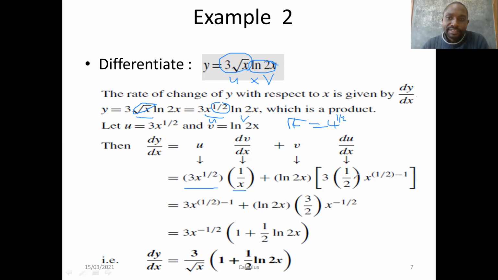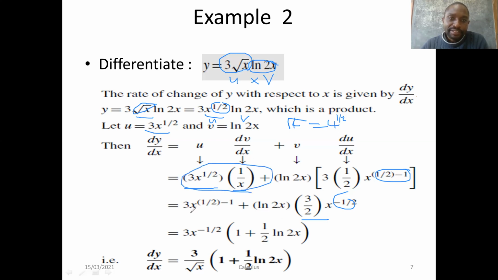Differentiate the first function, which is 3x to the power half, and we get 3 over 2 x to the power minus half, the minus coming from the simplification of half minus 1, giving us minus half, and then this is multiplied by 3 over 2. We can further simplify this by simplifying this part here.